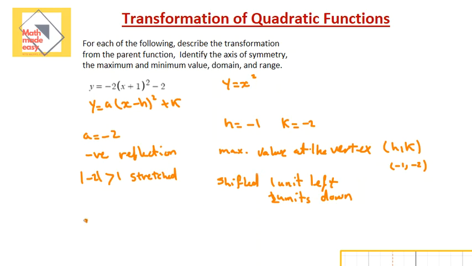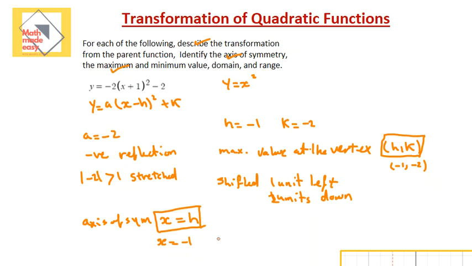Now, what about the axis of symmetry? Well, the axis of symmetry is x equals h all the time. Consider this to be a rule, like one of the rules, that the axis of symmetry is x equals h. Another rule is that the vertex is (h, k). So the axis of symmetry is at x equals -1, which we found a minute ago. So we are done with the description. We identified the axis of symmetry. We know it is a maximum. Now we need to discuss the domain and range.